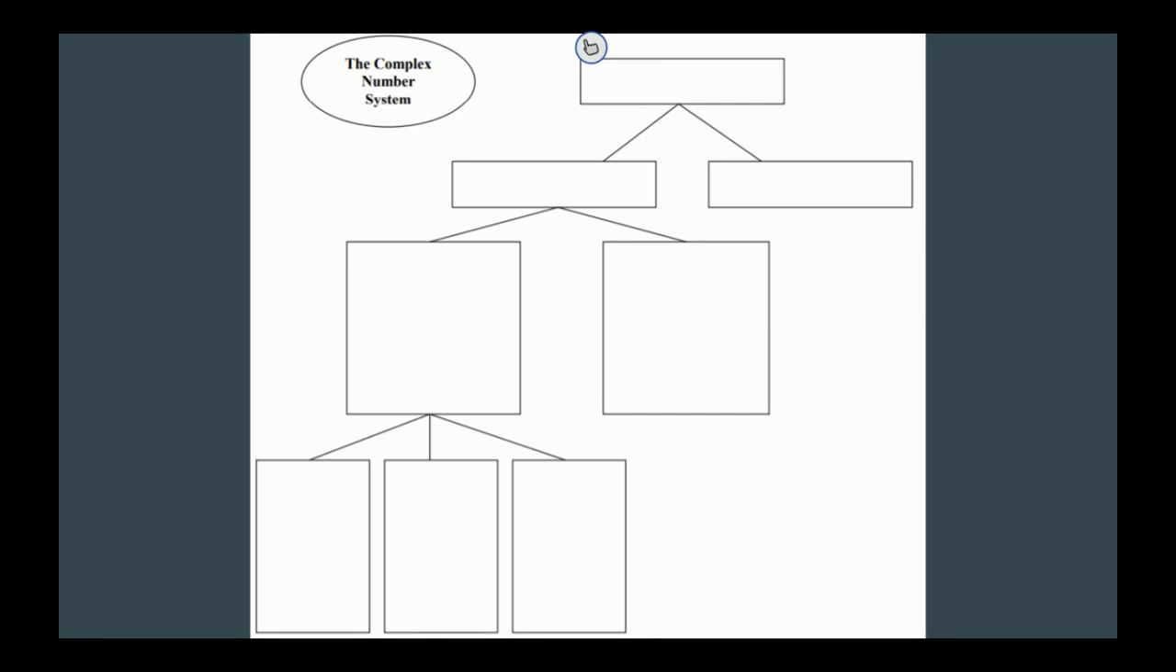Okay, so first up we have the complex number system. There's a lot of writing today. I'm just going to apologize in advance. Get your hand ready for lots of writing. So first up, we have complex numbers. Okay, within the complex numbers, you have real numbers and imaginary numbers.